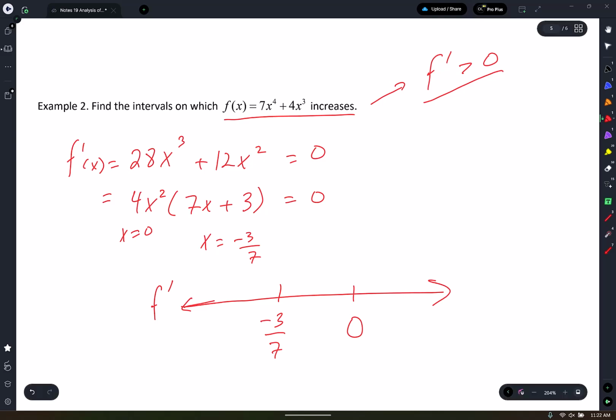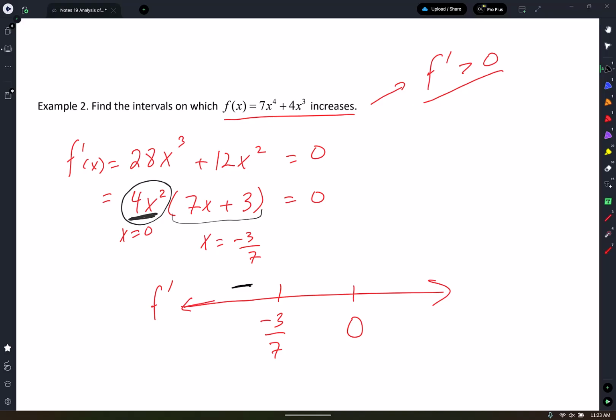Okay, let's be smart, because sometimes you guys turn into robots. Critical thinking. Do I even have to worry about the 4x squared? It's always positive. So just focus on this linear part. Write down, always positive. It's being squared. Critical thinking, guys. You don't even have to worry about it. Give me a number to the left of negative 3/7. Any number. What's the easiest number in your brain? Negative 1. 7 times negative 1, negative 7. Negative 7 plus 3, positive or negative? Negative.